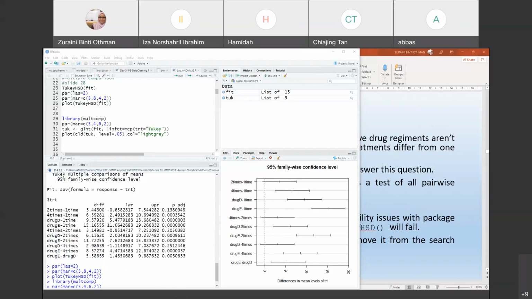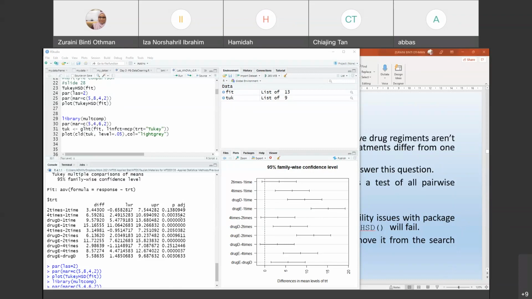For example, here, the mean of cholesterol reduction for 1 time and 2 times is not significant because of this p-value. Okay, this is the p-value. Whereas the difference between 1 time and 4 times, we look at this 4 times and 1 time, so it is significant.